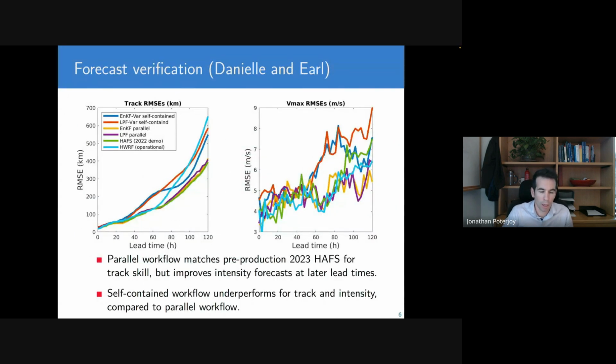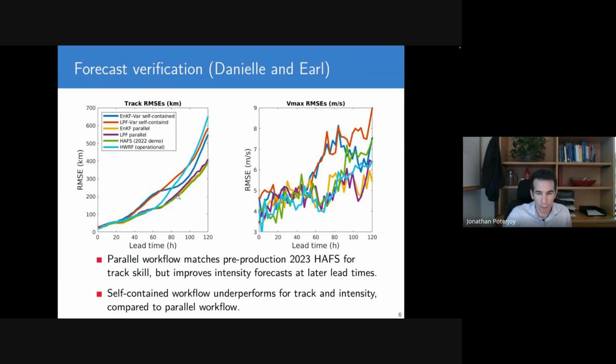Some quick results. First, on the left I have track RMSEs, and on the right I have Vmax RMSEs. They're a bit noisy because we're only 2 storms in so far. And I'm going to highlight a couple things here. First, we have 2 sort of controls that we're looking at. One is the operational H4 from the 22 season, which is the light blue line. And the other one is the 2022 HFIP demo for HAFS, which is the closest thing we have to essentially the operational setup for the model in 2023, which is the version of HAFS that we're using for our experiments.